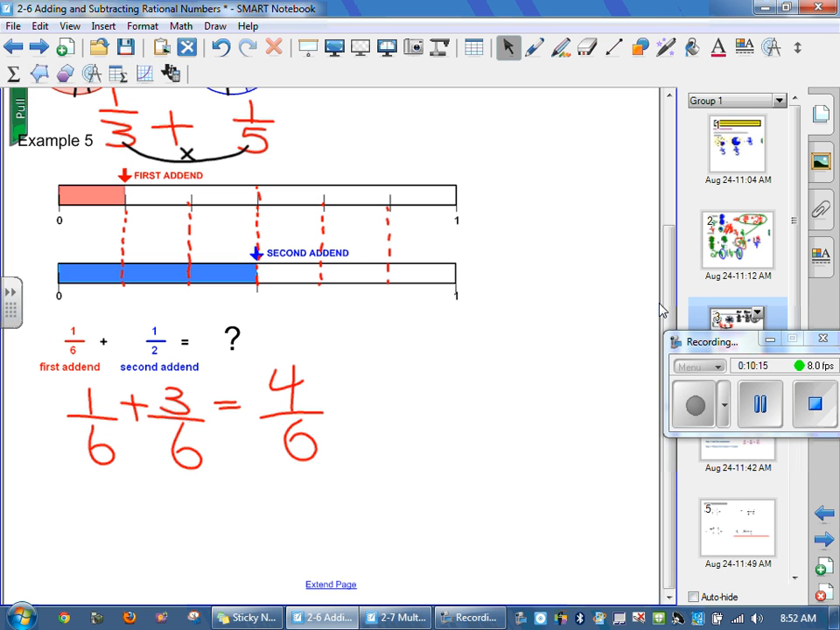Good. Start dividing by 2. Now, why'd you choose 2, not 4 or 6? Good. 2 goes into 4 and 6. They both divide evenly. Now, there's another strategy. Why did we choose 2 and not 3?